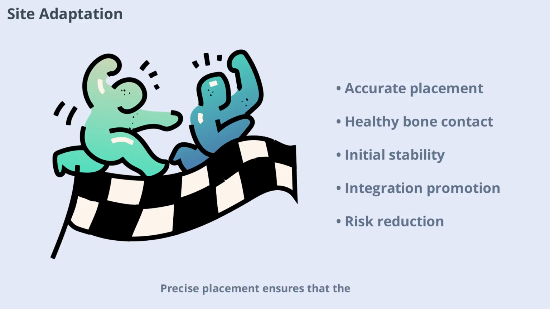Precise placement ensures that the implant is surrounded by healthy bone, maximizing contact and minimizing gaps. This careful adaptation is critical for achieving initial stability and promoting the integration process. Any misalignment or poor adaptation can compromise the outcome and increase the risk of implant failure.